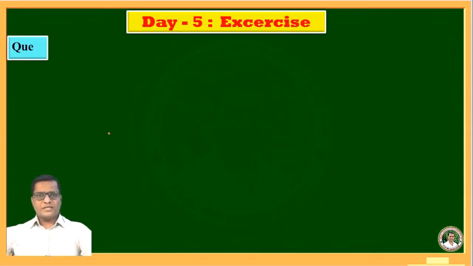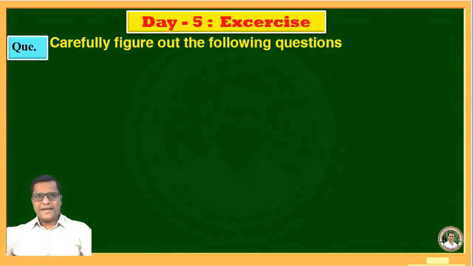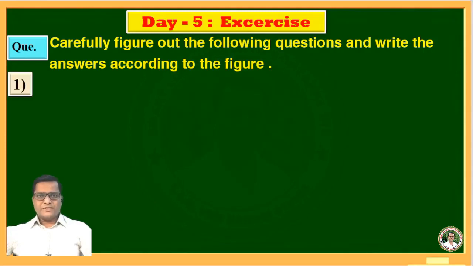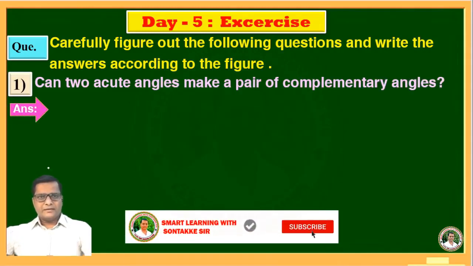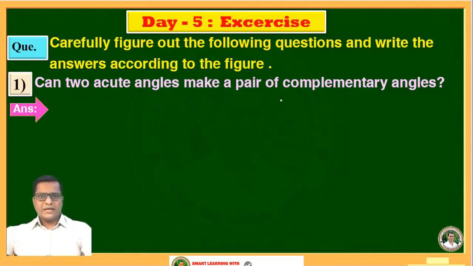In this exercise, carefully figure out the following questions and write the answers according to the figure. The first question is, can two acute angles make a pair of complementary angles? The answer is, see your question. Can two acute angles make a pair of complementary angles? We know that, what are complementary angles? Yes, if the sum of the measures of two angles is 90 degrees, then these two angles are complementary angles.